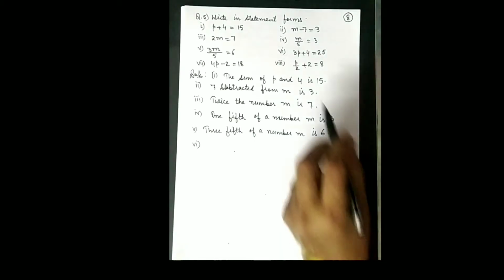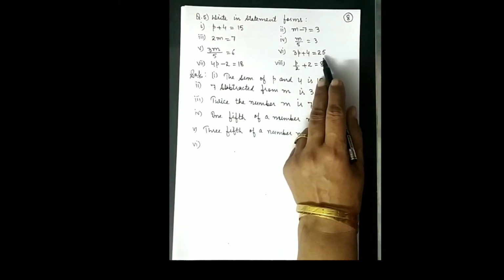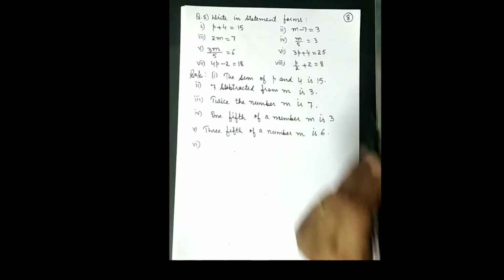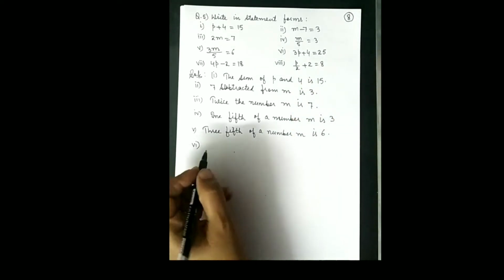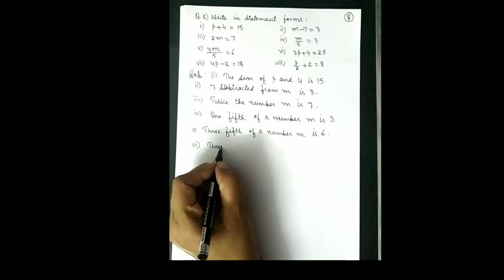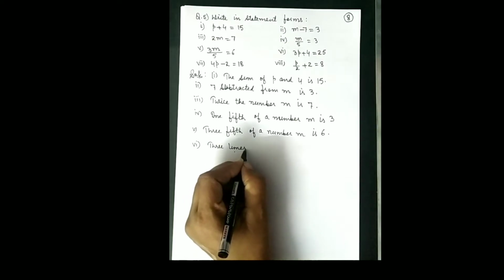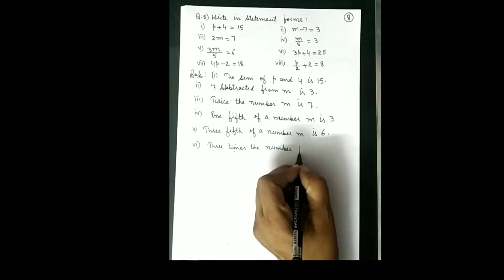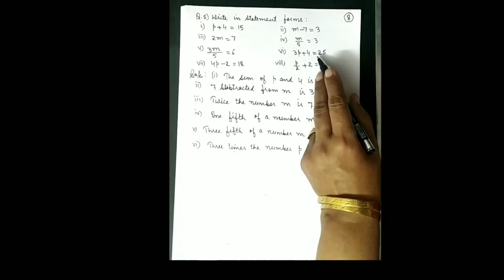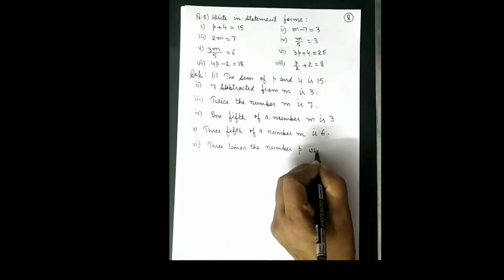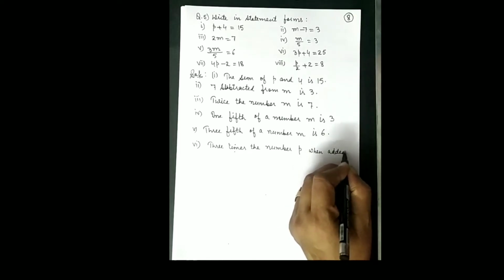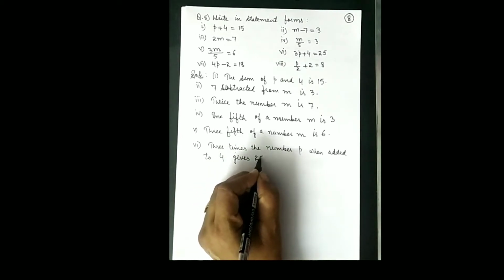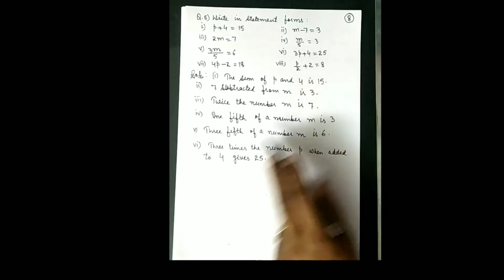Sixth part: 3P plus 4 is equal to 25. Now 3P means 3 times the number P. So how will you write? 3 times the number P when added to 4 gives 25. You have to write in word form.